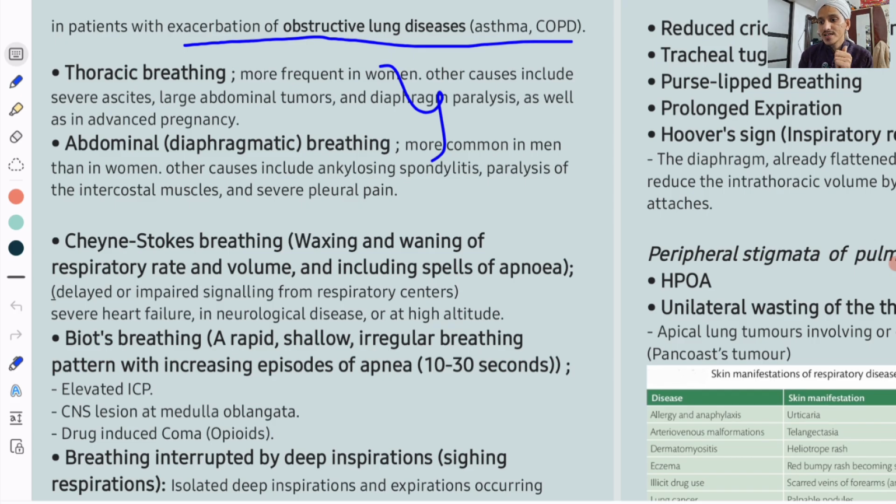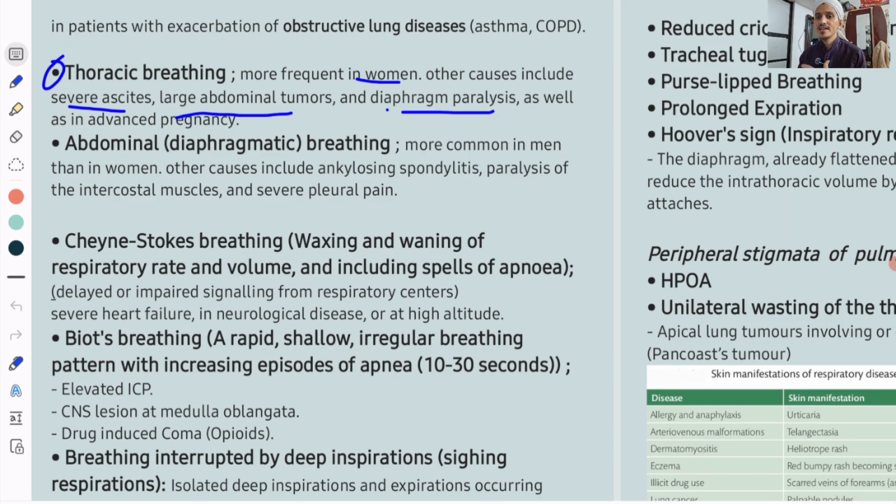One more type of breathing. One is thoracic breathing and one is abdominal or diaphragmatic breathing. Thoracic breathing is commonly physiological in women. They will mainly breathe towards the chest. Other causes include severe ascites, large abdominal tumors, any abdominal pathology, diaphragmatic paralysis, as well as advanced pregnancy. So any abdominal disorder or anything which distends the abdomen will cause thoracic breathing, as well as it being physiological in women. And you can see thoracic breathing in diaphragmatic paralysis.